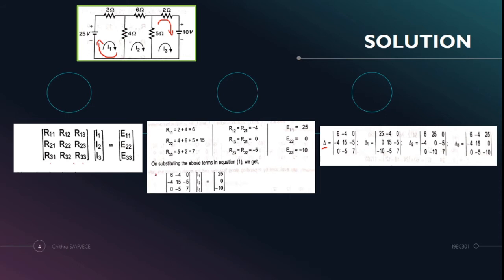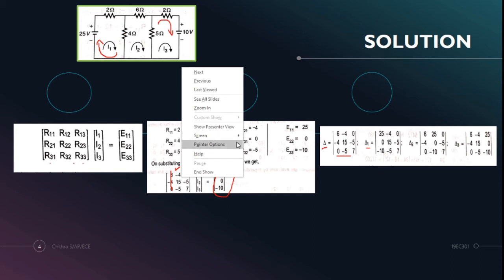Delta is nothing but the determinant of this matrix. This matrix, the determinant is what you call this delta value. Delta 1 means remove this first column here and replace it with the voltage source values. So the first column will be removed and the first column will be 25, 0, minus 10. The remaining two columns will remain the same. That is delta 1. Delta 2, in a similar way, you have to remove the second column.